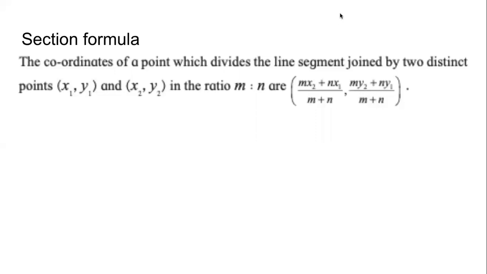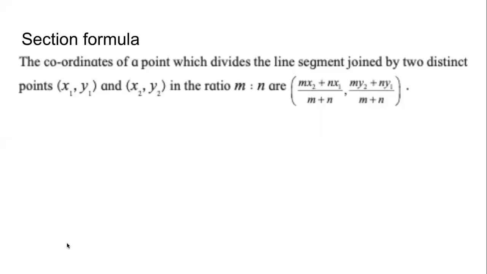In section formula, we studied that if you have a line segment joining 2 points (x1, y1) and (x2, y2), and if there is another point on this line segment which divides it in the ratio m:n, then the coordinates of this point can be found by the formula. For x, we have (m x2 plus n x1) by (m plus n), and for y, (m y2 plus n y1) divided by (m plus n).